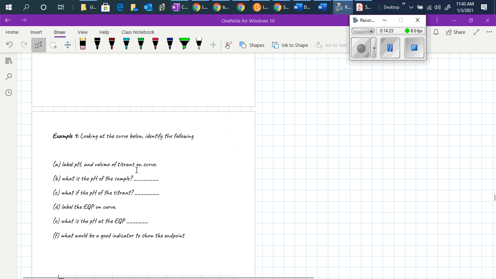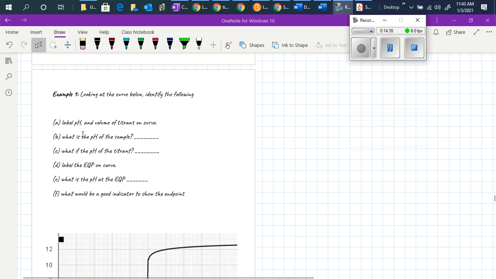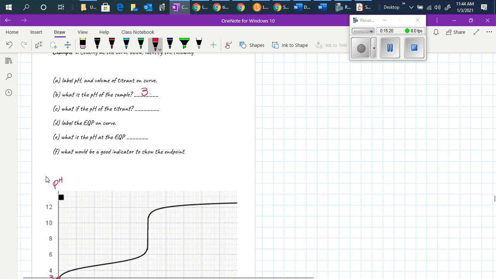Okay, so let's take a look at this example here. Here we have a pH curve, but it's starting at about pH 3. Let's label the pH and the volume of the titrant on the curve. So the pH will be here, and the volume of the titrant will be here. What is the pH of the sample? The pH of the sample is starting here, so it is pretty much 3. So the pH of the sample is 3.